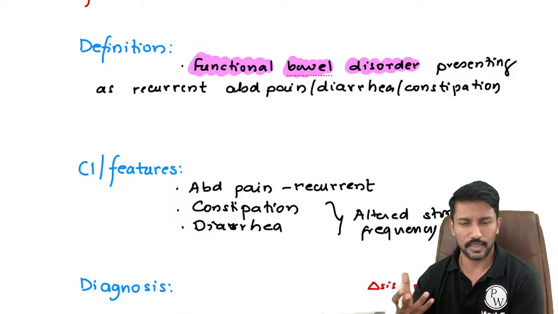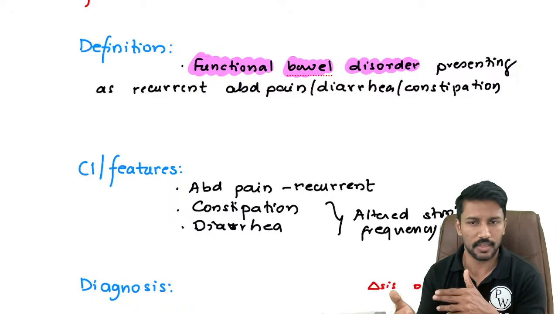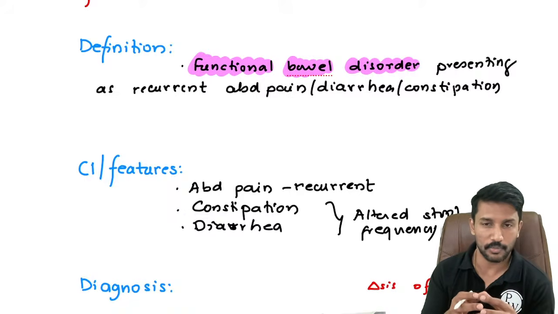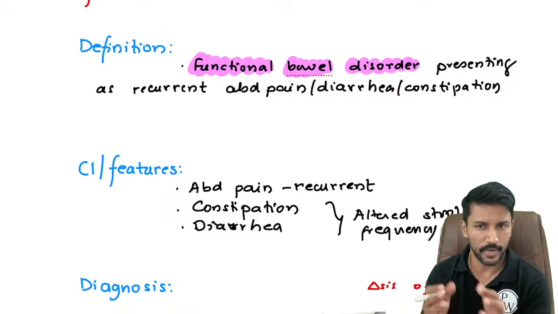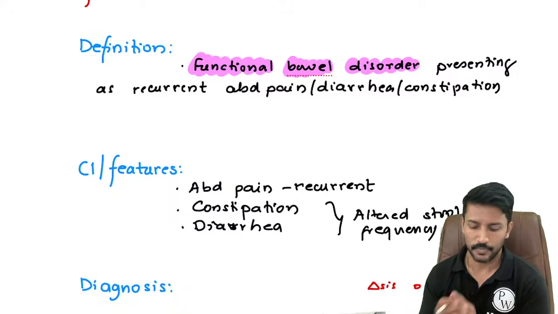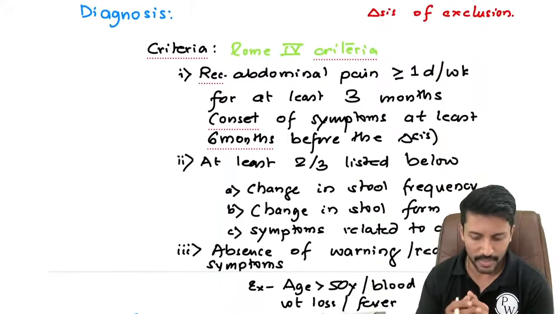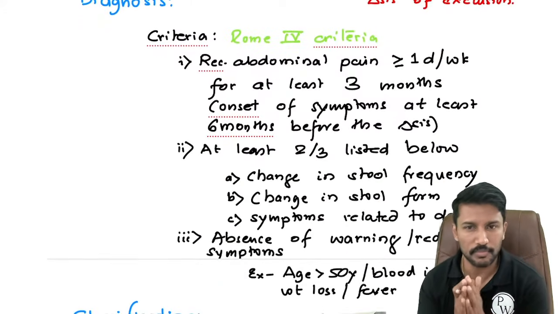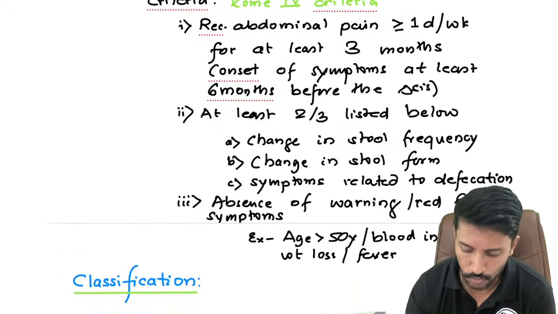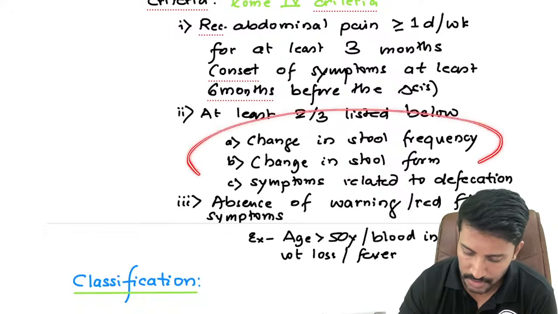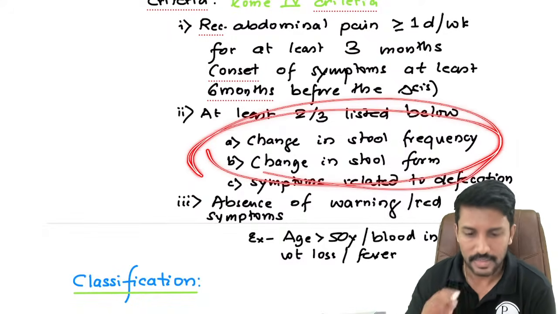No, it's a functional cause, right? There is no structural abnormality for me to do surgery and correct it. There are no biochemical abnormalities for me to give pharmacological treatments. So it is mostly about symptom management, right? It's a functional disorder, so it is about symptom management, but for symptoms, we have to know whether it is on the constipation side or whether it is leaning towards the diarrhea side.